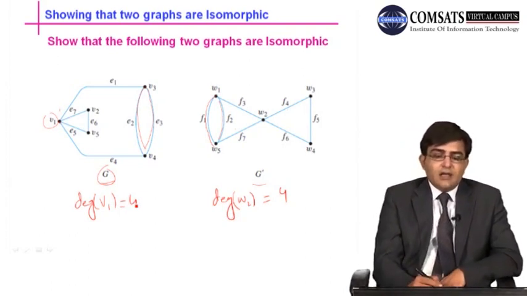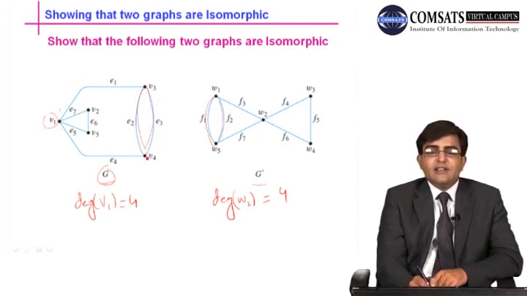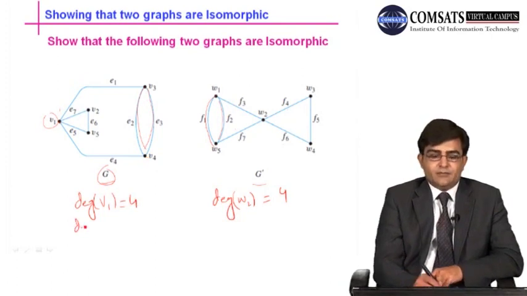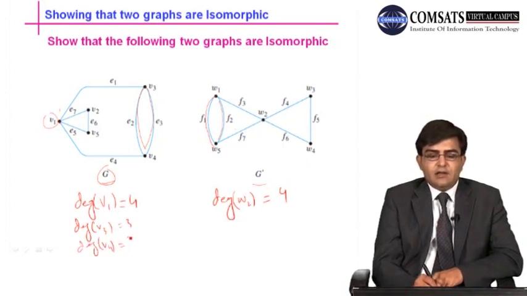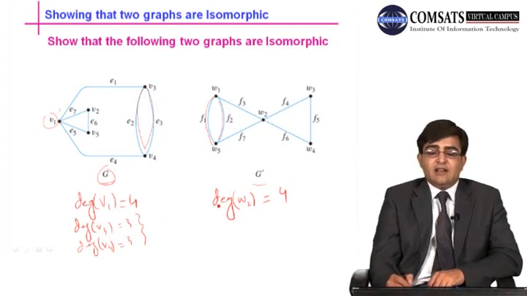You can check some other properties. For example, there are two vertices V3 and V4 whose degree is 3. The degree of V3 is 3, the degree of V4 is 3. So there are two vertices whose degree is 3. Here we must also have in this graph two vertices whose degree is 3. Those are W1 and W5: the degree of W1 is 3, and the degree of W5 is also 3.